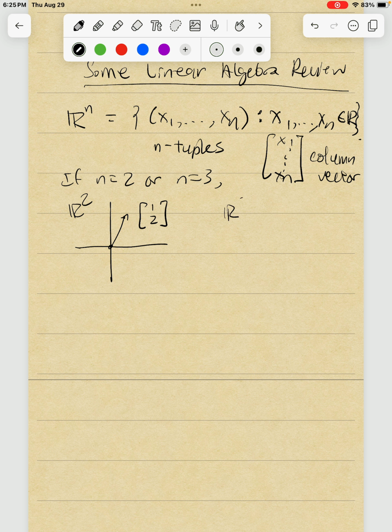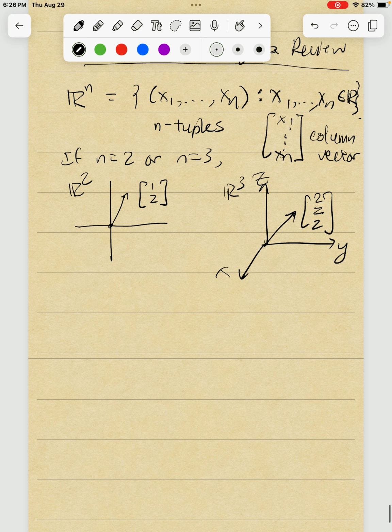And in R3, if you have something like 2, 2, 2, you can identify it as 2 along the x-axis, 2 along the y-axis, and 2 up, right, along the z-axis.